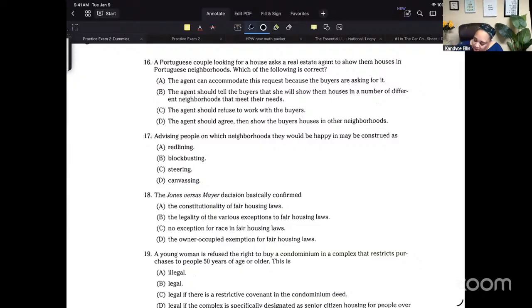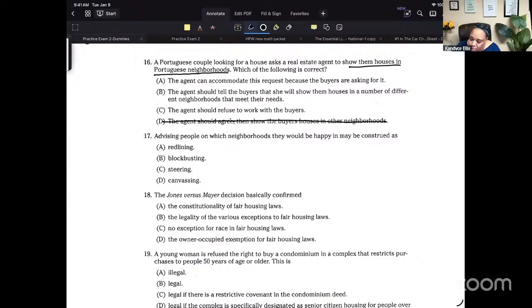Well, you should not agree. You can't agree to show them houses in a Portuguese neighborhood. That's discrimination. You can't say, oh, well, this neighborhood is Portuguese. If you've got 20 houses, how many people of Portuguese descent have to be there before you consider it a Portuguese neighborhood? That's absolutely not. Not to mention, just no. So it's not D.